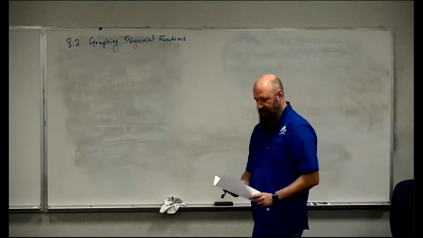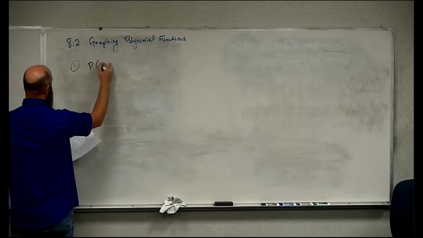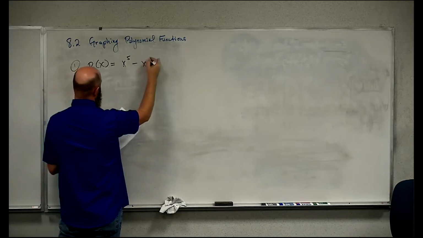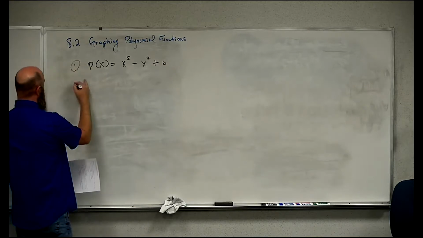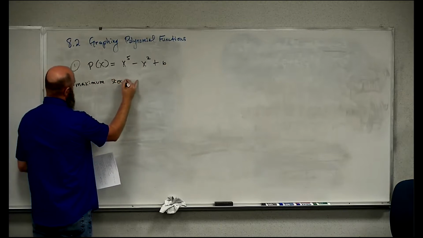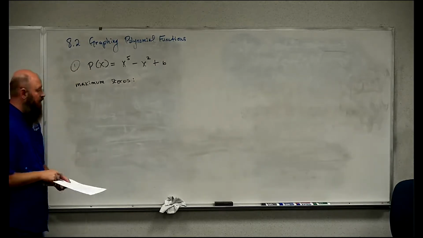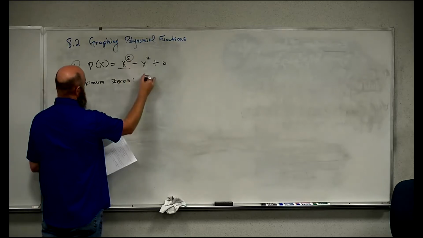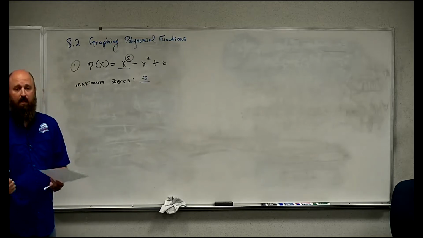Okay, so let's look at our first example here. So number 1, if we have P of x equals x to the 5th minus x squared plus 6, I want to know what is the maximum number of zeros. Well, we go and find our biggest power, our leading term here, and so that's going to be 5 every single time. And whatever that power is, that's what it's going to be.